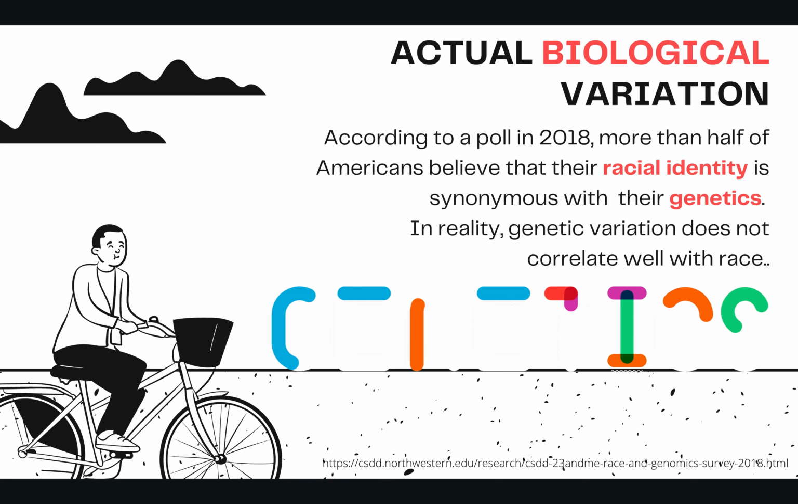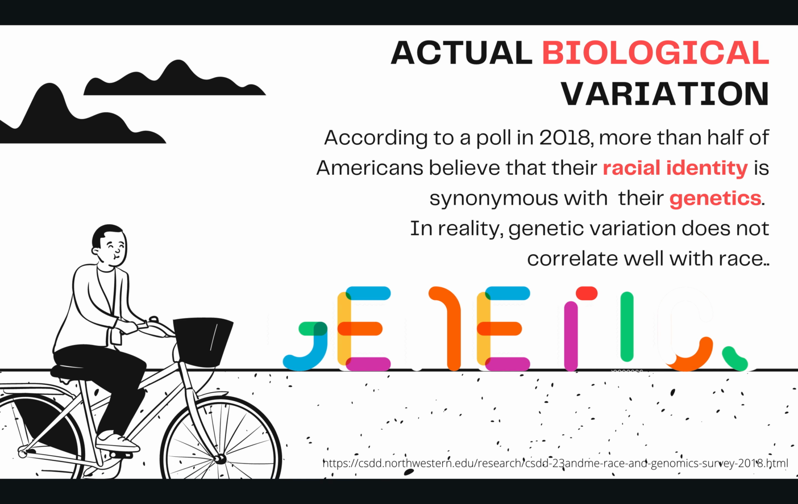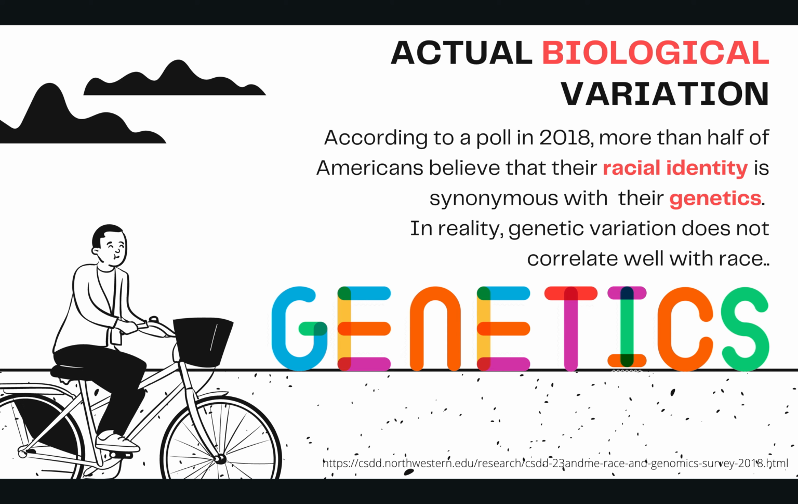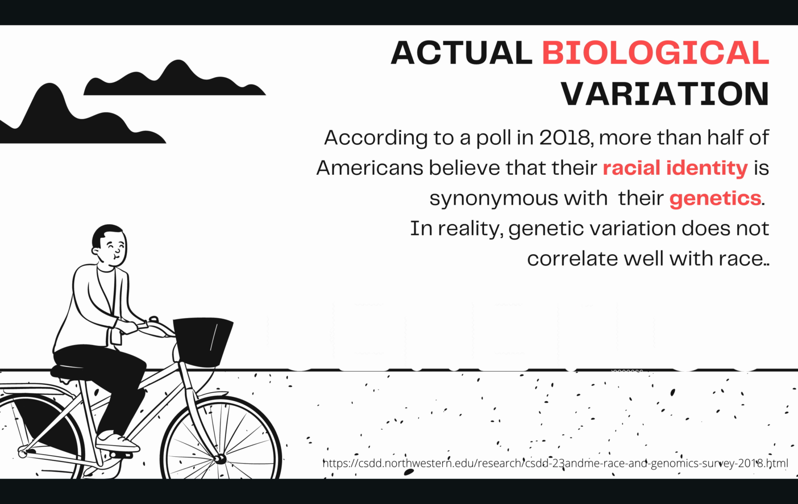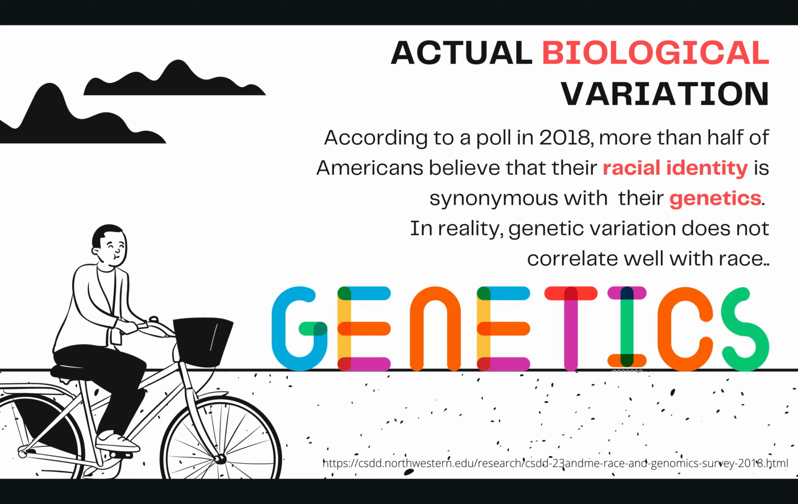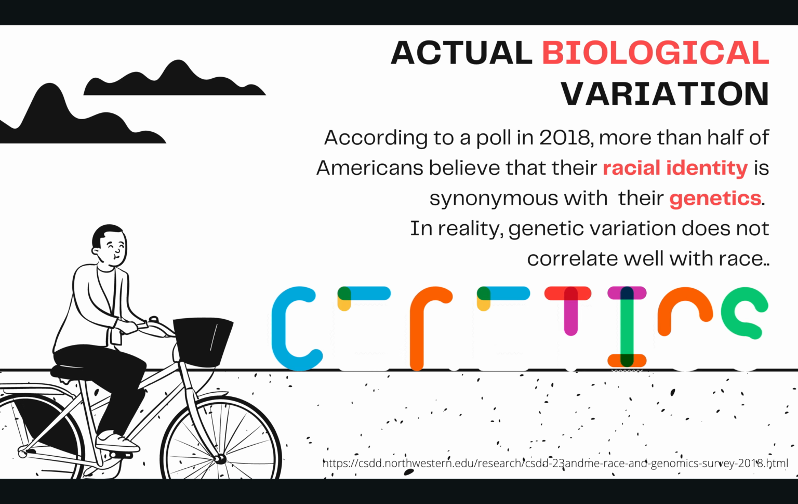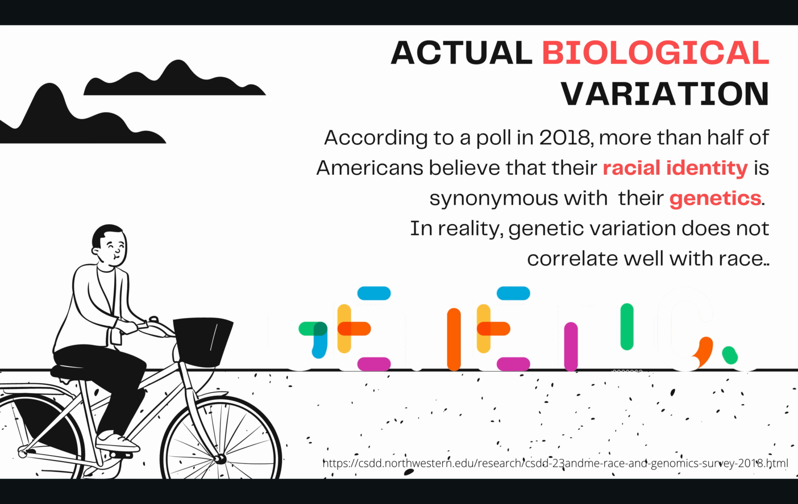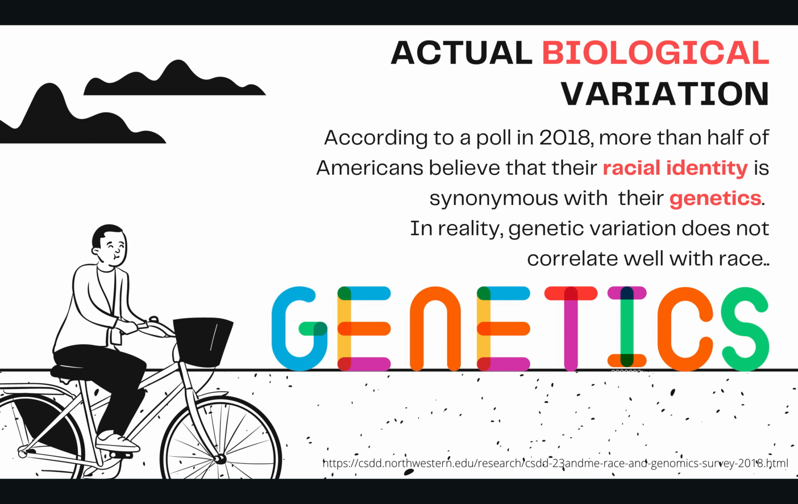Many Americans, including doctors and healthcare professionals, believe that race is more than just the color of your skin. In fact, in a 2018 poll from Northwestern University and 23andMe, more than half of Americans believe that their racial identity is determined by their DNA. In reality, genetic variation seems to have little to do with the divisions of race.